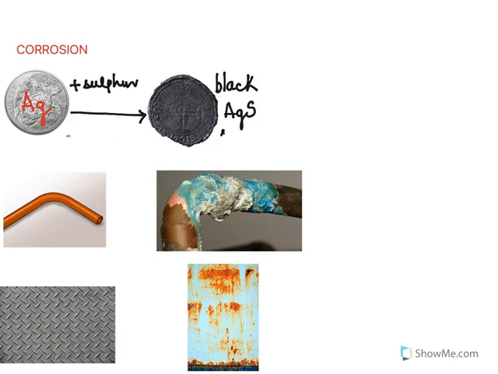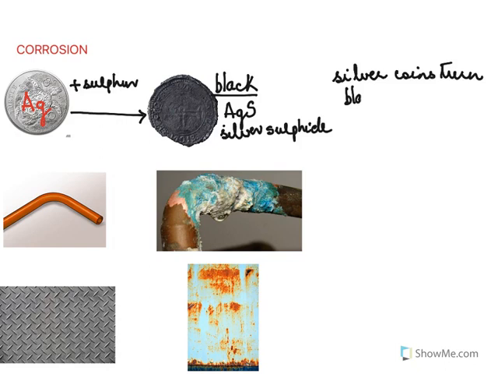This is silver sulfide. It gets a coating of silver sulfide, and silver sulfide is black in color. Hence silver coins turn black after a long time, because of the formation of silver sulfide.